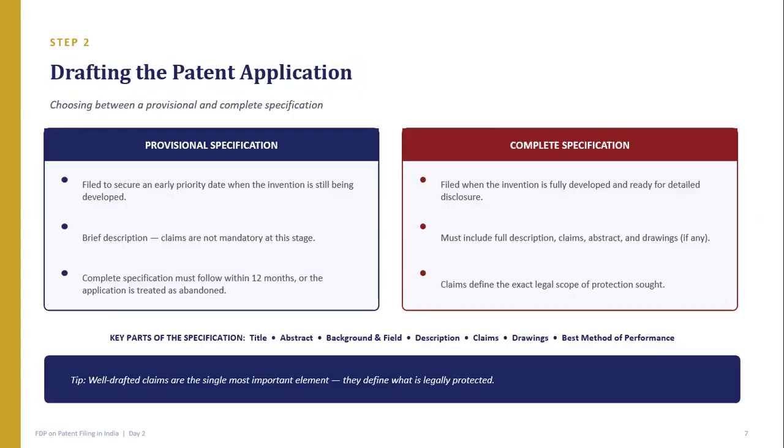A well prepared specification normally includes the title, abstract, background, field, detailed description, claims, drawings, and the best method of performance. Therefore, patent drafting should not be treated as simply preparing technical documentation. It requires careful consideration of both the technical disclosure and the legal scope of protection.